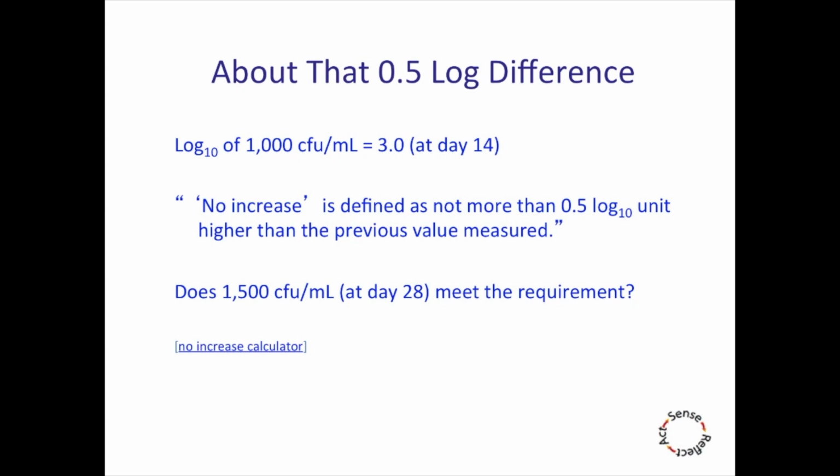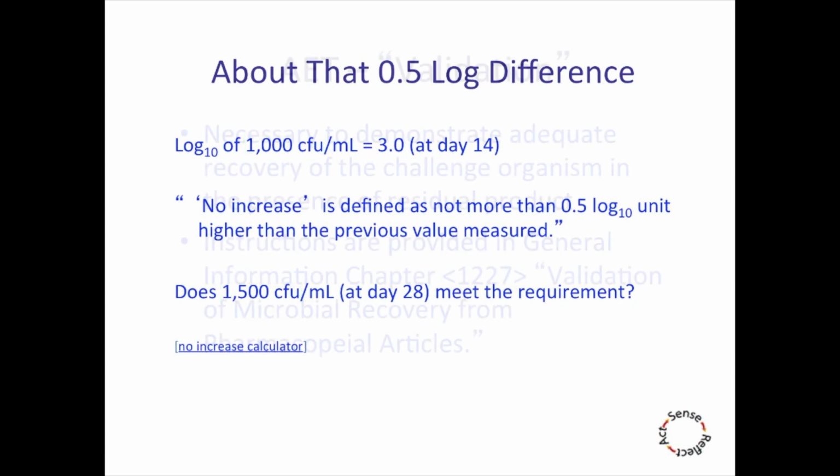Here above is an example of counts one might obtain as a portion of an antimicrobial effectiveness study. It turns out that you can have a measure of 1500 CFU per mL compared to the previous value of 1000 CFU per mL, and that would indeed pass the test.